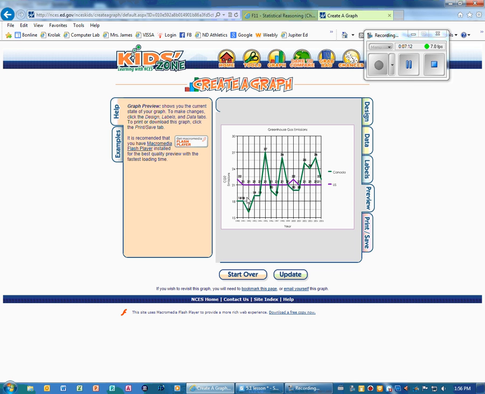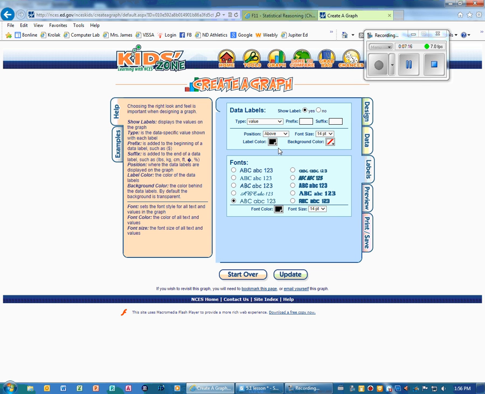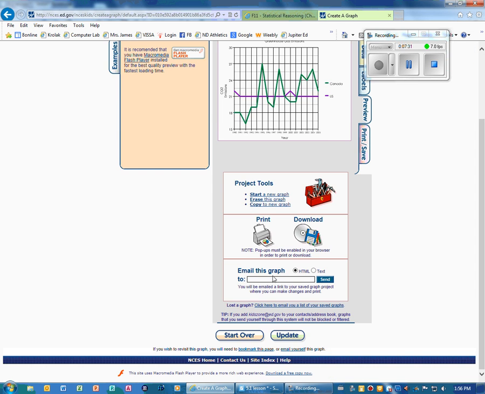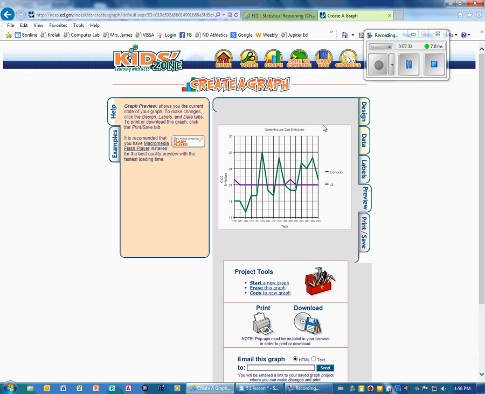On a normal graph, we wouldn't have the numbers sitting on top of the value. So right here where it says data labels, we are going to have none. And that's way better. There we go. Okay, so that's what the graph looks like. Now, if you want, you can print it, you can save it, you can download it, anything you want to do. But I just wanted to show you an example of how you could create a graph instead of just graphing it on paper. Since we have this technology at our fingertips, why not use it?